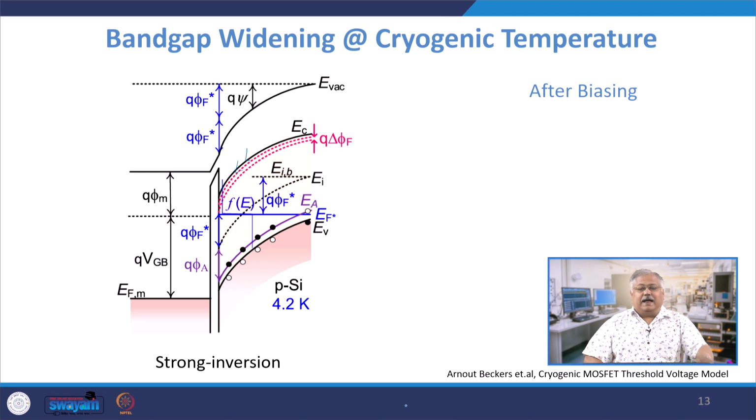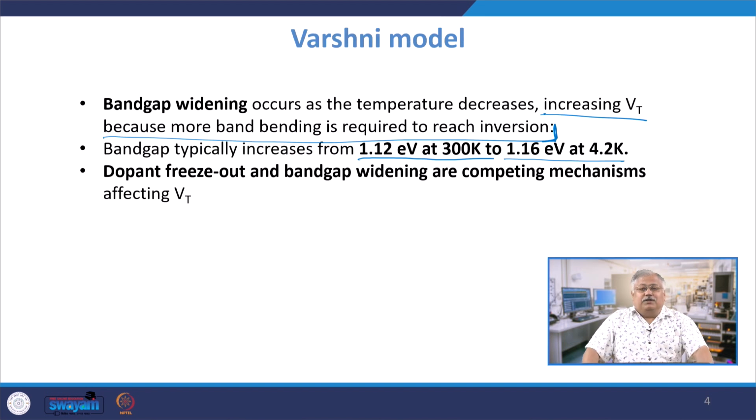Now, if you increase the band gap from a low value to a high value, then for inversion to occur you have to bend the bands more in order to have a large number of carriers available at the conduction band. That is the reason your threshold voltage becomes much larger in this case. When the threshold voltage increases, your on current drops down, right. So, increasing threshold as well as dopant freeze out.